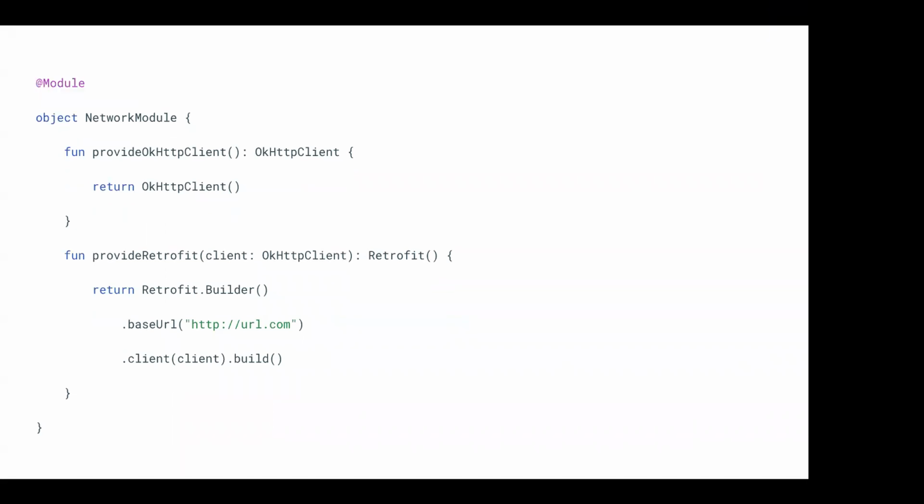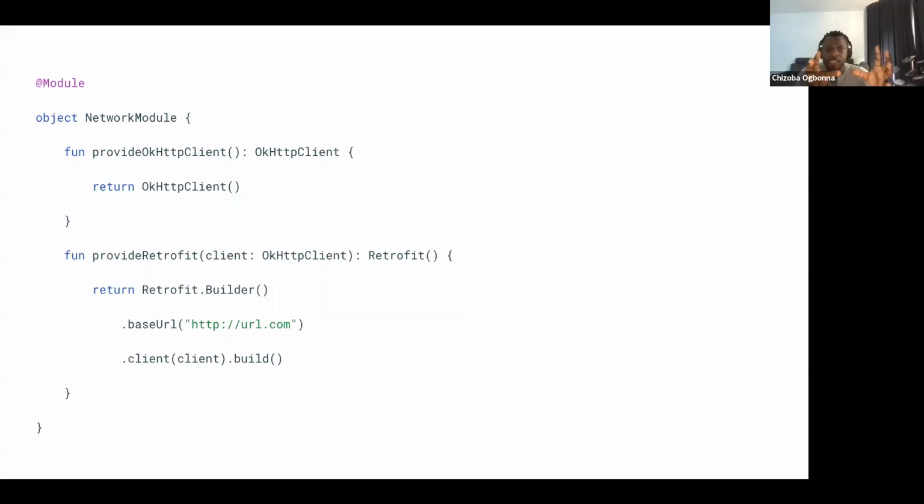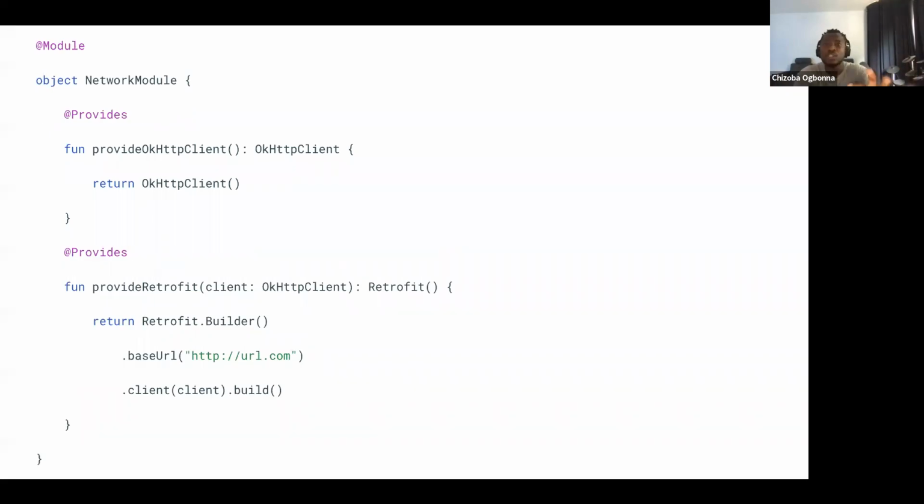First thing, like we said, we need to annotate this model. So this makes this a Dagger model. But as it is right now, this is just a Dagger model that is not doing anything, it's not providing anything, despite the fact that we have an OkHttp client and we have a Retrofit. How do we now make this module provide dependencies? We just come here and annotate these 2 functions with @Provides.